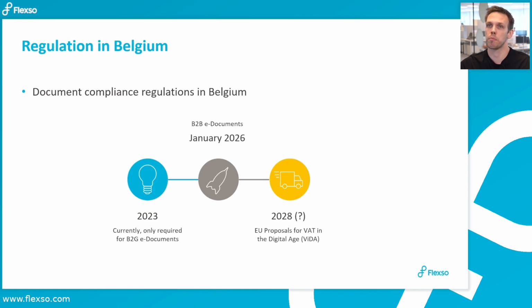So more specifically, the regulation in Belgium, document compliance in Belgium. From 2023, there was already a regulation for B2G documents, so business to government. And from January next year, so 2026, the B2B invoicing will be mandatory. And there was also talk already of the VIDA project, which is a European project to make these invoices mandatory to go via Peppol from 2028, but this is still on paper and nothing has been decided yet.